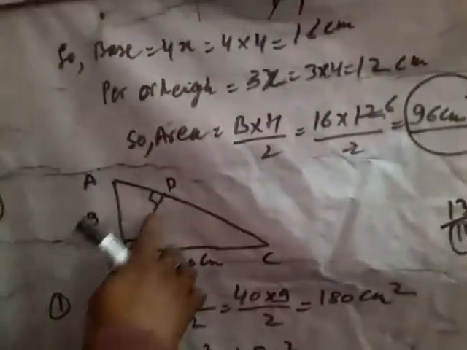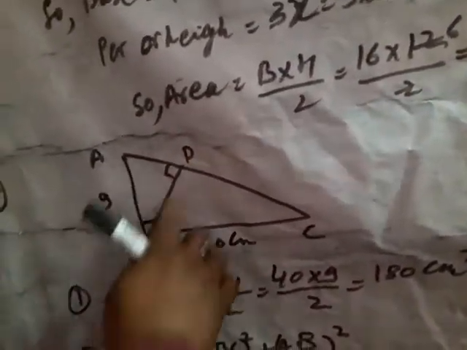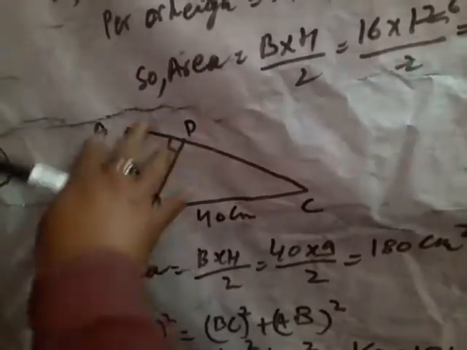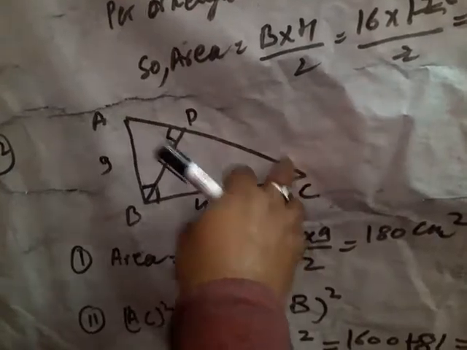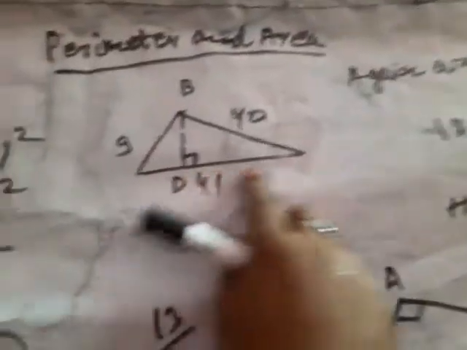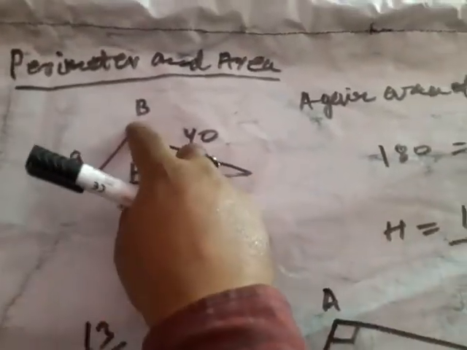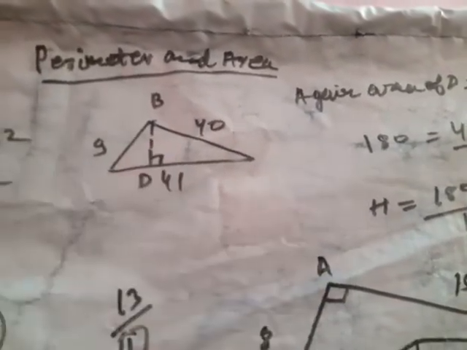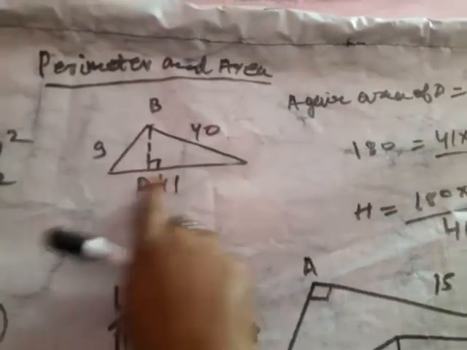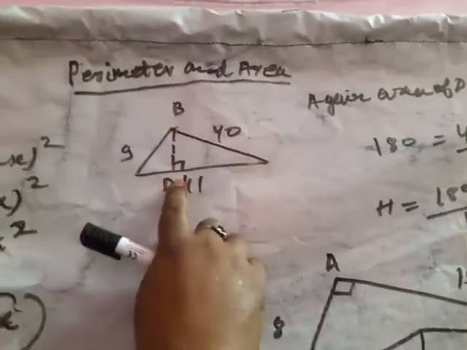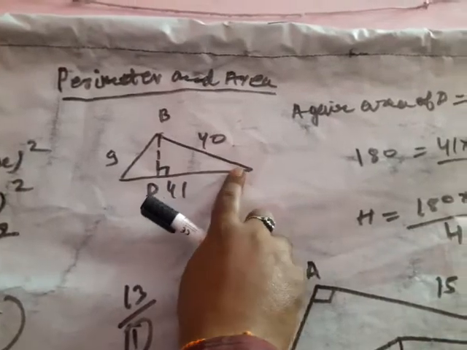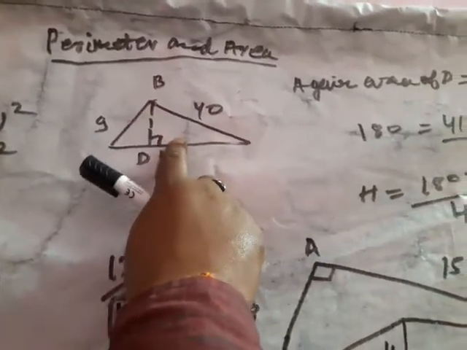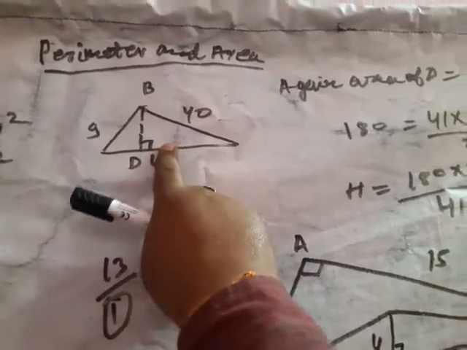Now we have to calculate BD. If we rotate this figure and make this the base, like this, this is our base and this is the perpendicular, meaning three sides in this triangle. We rotate that figure and make 41 the base, and you have to calculate BD. Then base is equal to 41. But you know the area of this triangle from the first part. What is the area? 180 centimeter square.